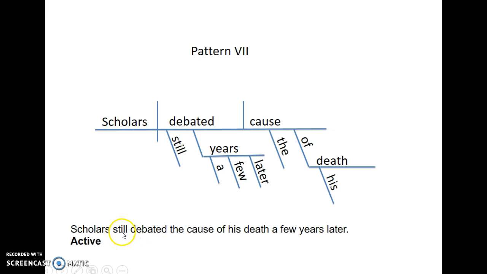Scholars still debated the cause of his death a few years later. So we have scholars doing the debating, subject, verb, and they're debating what? Cause. So there's our subject, verb, direct object, and then we just stick things in. Still is conveying a notion of time, so that's going to be an adverb. A few years later is again answering when. So this goes here. There's no preposition, so our noun goes on the horizontal with the modifiers below. Definite article, and then the cause of death is the prepositional phrase modifying cause. So this is subject, verb, and direct object.